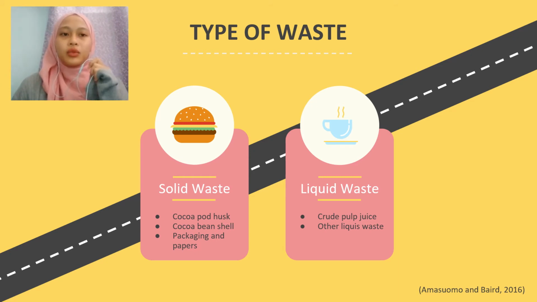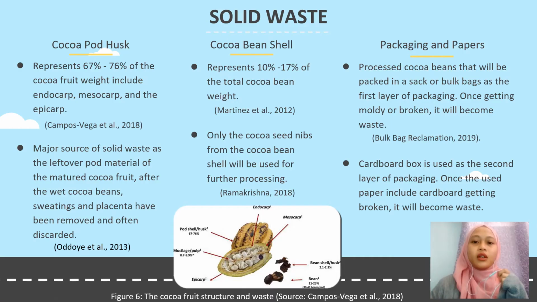Firstly is solid waste, which are cocoa pod husk, cocoa bean shell, and packaging and papers. And the other type is liquid waste, which are crude pulp juice, and also other liquid waste. For solid waste, firstly the cocoa pod husk represents 67 to 76% of the cocoa fruit weight, including endocarp, mesocarp, and epicarp. So it is the major source of solid waste in the cocoa drink powder industry.